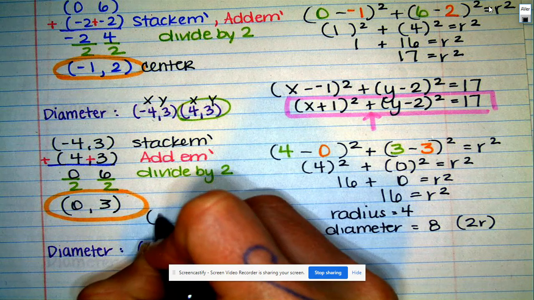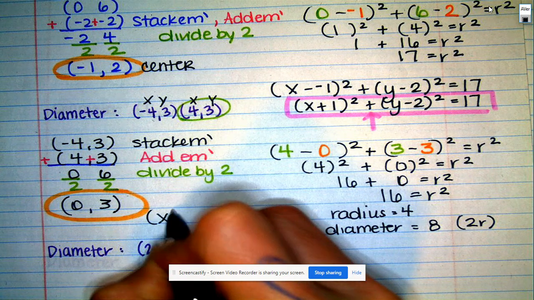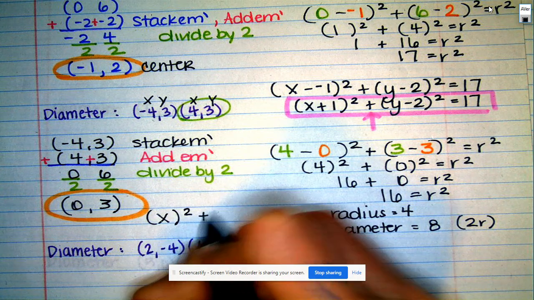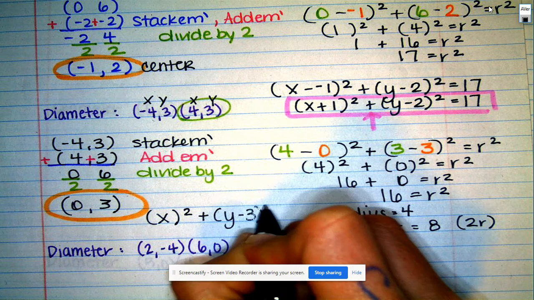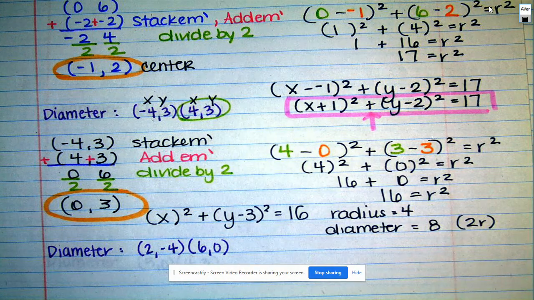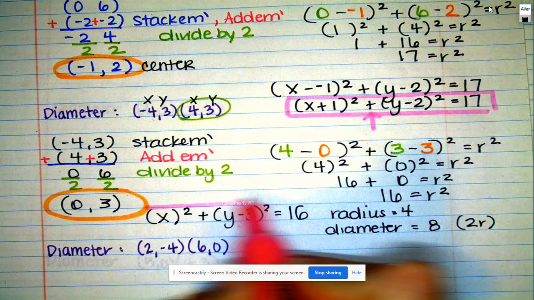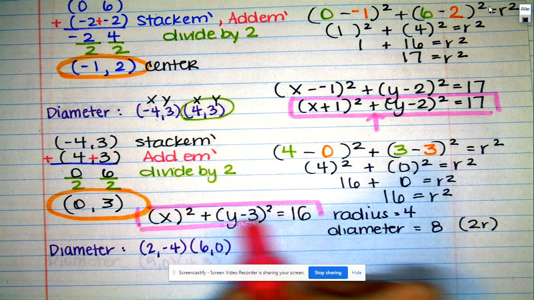So it's going to be x minus 0, which is just x squared, plus y minus 3 squared equals our radius squared. So again, you really didn't have to discuss that radius and diameter. I'm just making sure you're not losing some of that good knowledge you learned back in 8th grade or whenever you started dealing with circles for the first time.